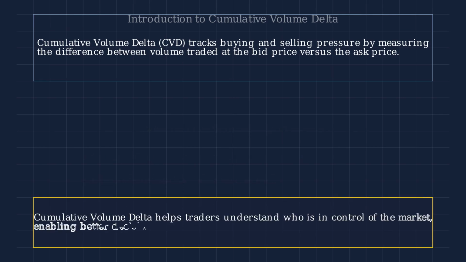In summary, cumulative volume delta helps traders understand who is in control of the market, enabling better decisions about trend direction and potential reversals. In the next section, we'll explore the formula behind CVD in greater detail.